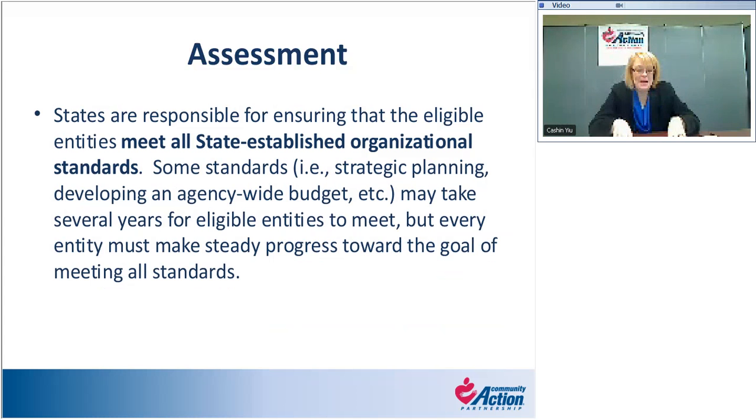Some standards may take several years for eligible entities to meet. But the critical factor here is that agencies are making progress. Now, a strategic plan, as it's noted here, is one of those elements. A strategic plan can take an agency 3, 6, 9 months to go through that process. If you're starting from scratch, that may be a harder process to move off the dime.